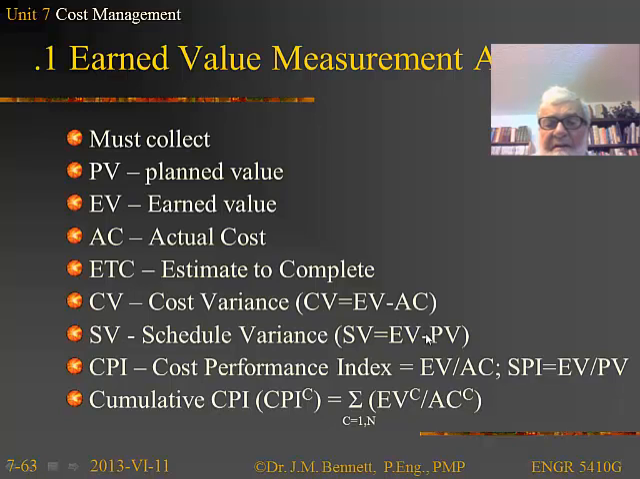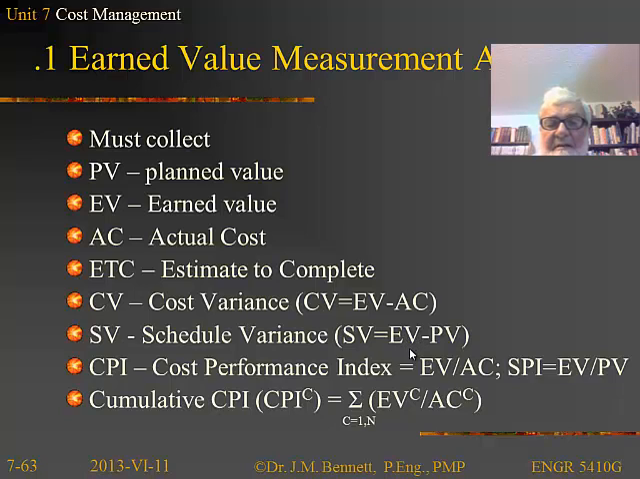Same with the schedule variance. It's the earned value minus the plan value. If we're right on the S-curve, they will be identical. The schedule variance will be zero. If it's positive, it means we're earning more than we planned. We're ahead of schedule. If it's negative, we're behind schedule.